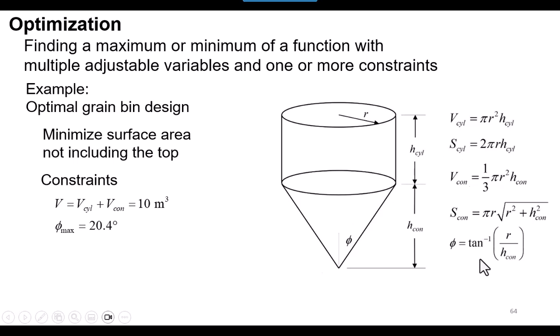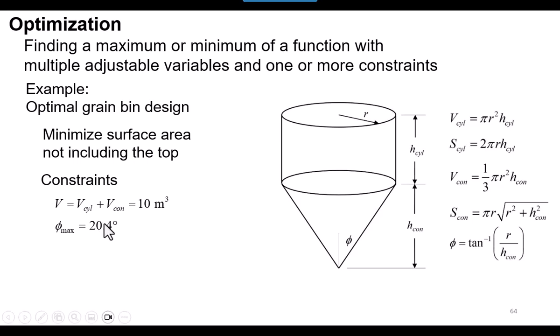So we have formulas that describe all of this. Fairly simple: volume of the cylinder, surface area of the cylinder. Note this does not include the top in this case, the volume of the conical part and the surface area of the conical part, and then a formula using the inverse tangent to determine the angle. And what we would like to do here as an objective is minimize the surface area or the material used to construct the bin, whatever it is, galvanized steel or whatever.